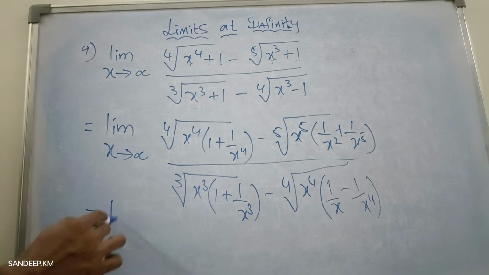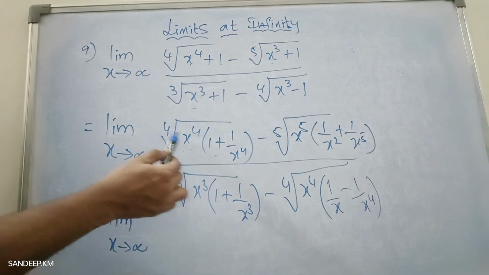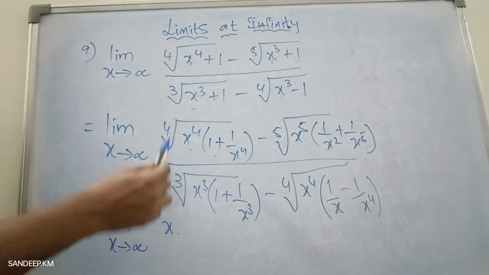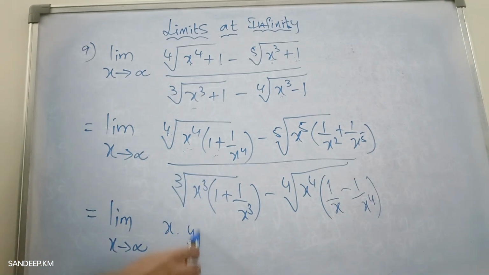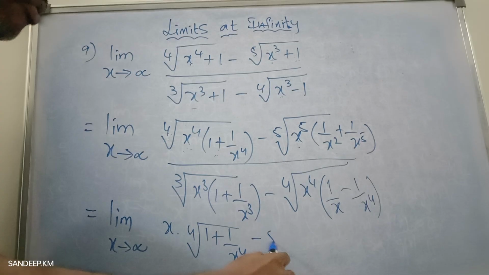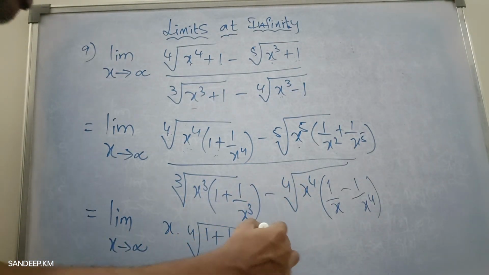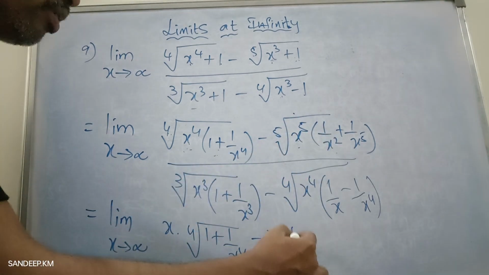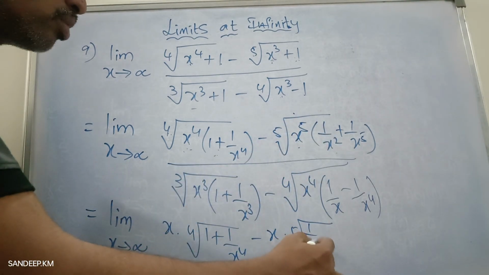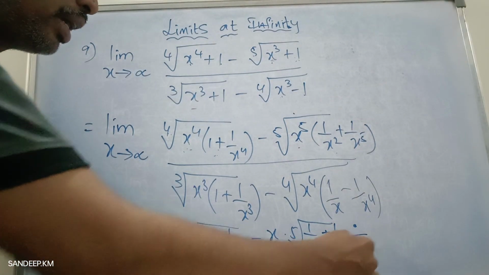Means limit x approaches infinity. Now fourth root can be separated for these two under the product. Fourth root of x power 4 is x into fourth root of this. Fourth root of 1 plus 1 by x power 4, minus the fifth root can be separated for these two. So fifth root of x power 5 is x into fifth root of 1 by x square plus 1 by x power 5, whole divided by, so I'll write divided by like this.